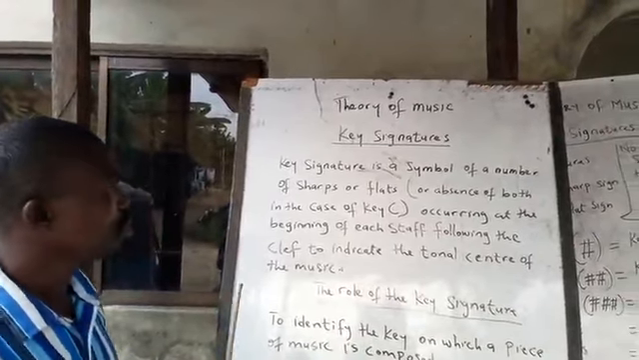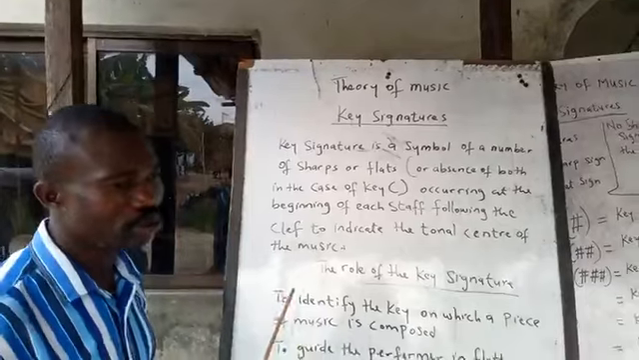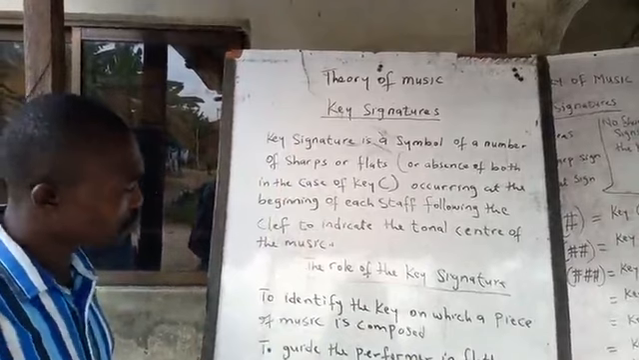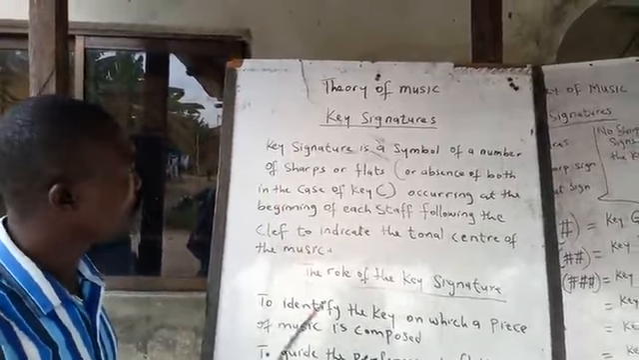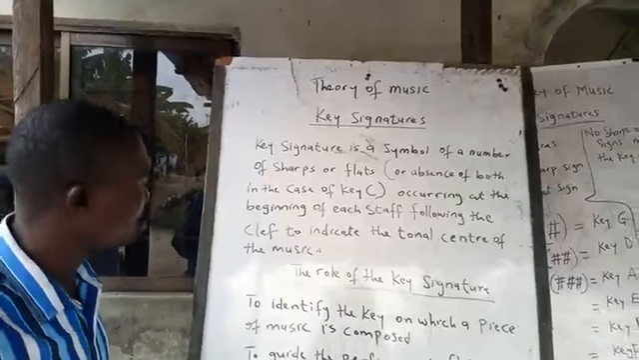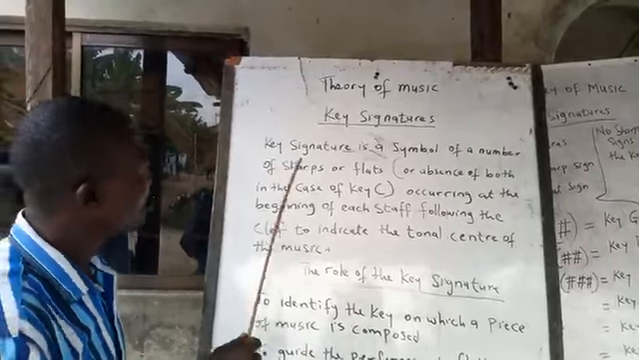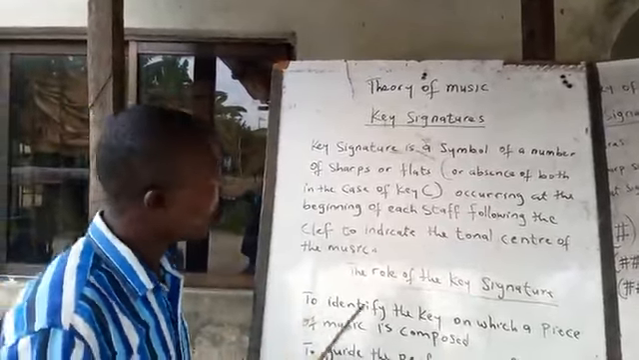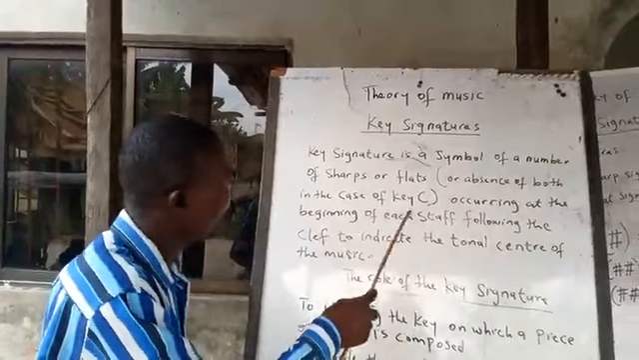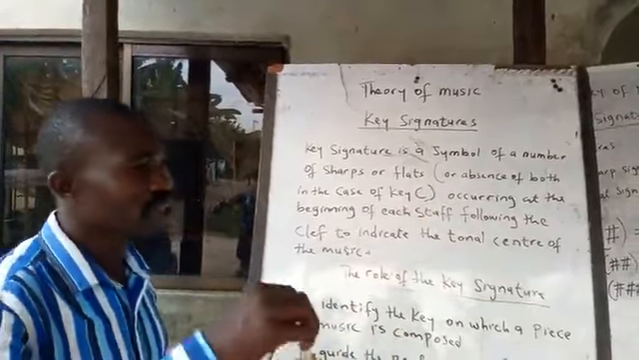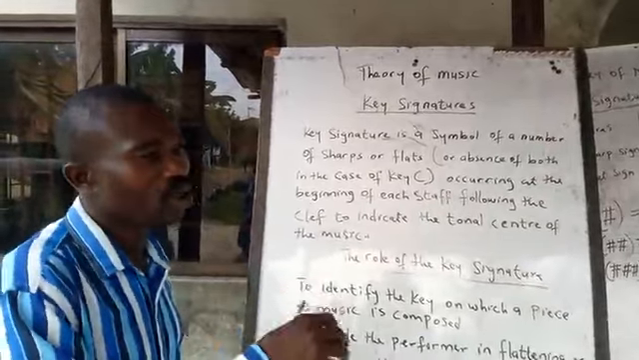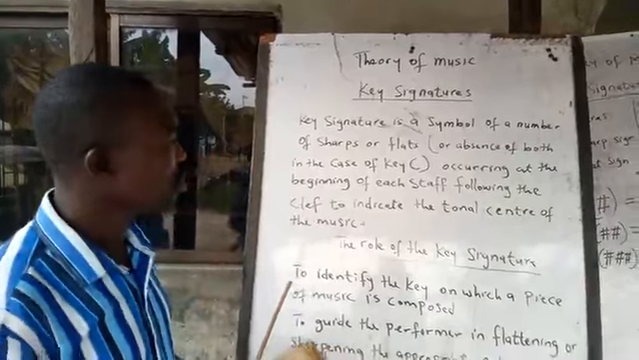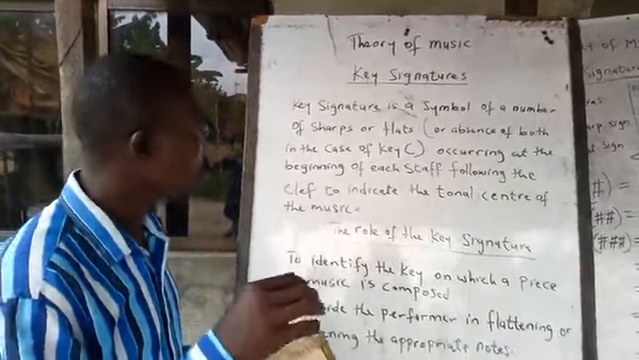So the key signatures we are talking about are symbols of a number of sharps or flats. I will show you the sharps later on when I give you examples. I will show you what sharp or flat signs are. They are symbols of a number of sharps or flats, or absence of both, occurring at the beginning of the staff.